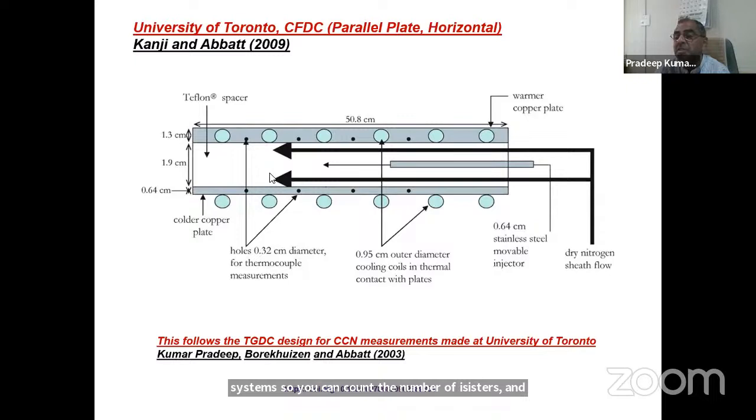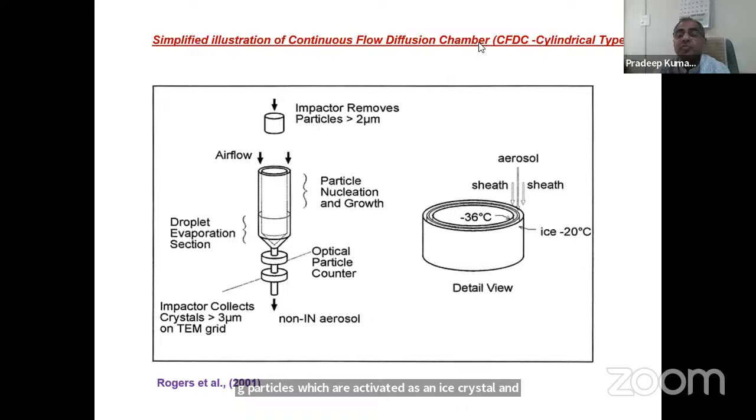Now, this is a design of a continuous flow diffusion chamber which is of a cylindrical type. Again, these have been used for several field experiments. Here the large particle sizes are removed, and these are cylindrical in shape. So you have one cylinder of ice, and in between there is a space for you to push the aerosols in. And this is again the outer ice layer. So you keep the inner ice layer at minus 36, and the outer ice layer at minus 20.